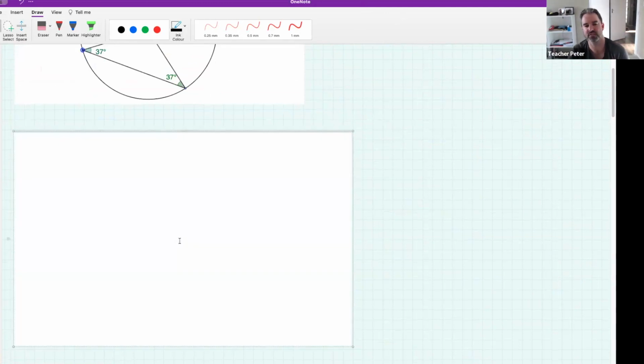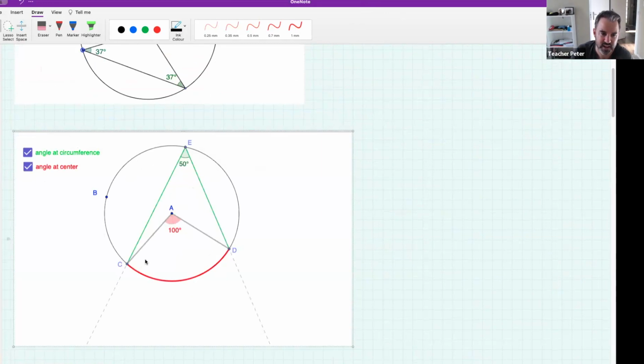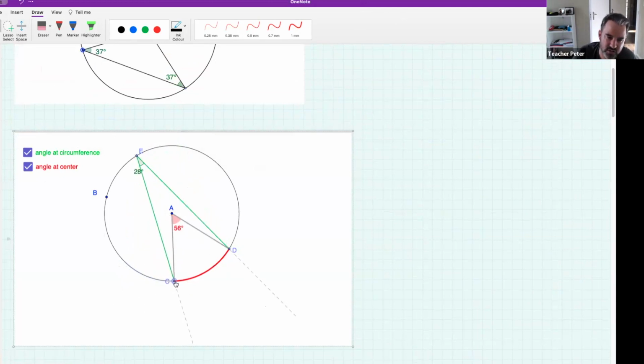And then we had a look at this one. This was probably the biggest new thing from the last lesson: if you have an arc CD or a chord CD and you make an angle at the center, that angle will always be double the angle at the circumference. For example, if I move C, you'll see that the angle at the center changes, but so does the angle at the circumference.